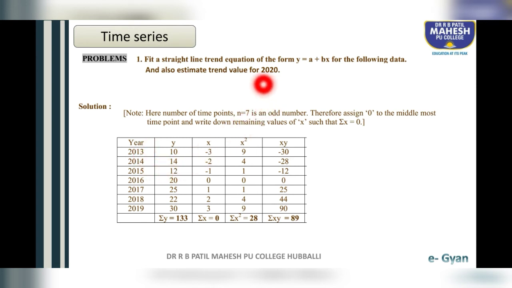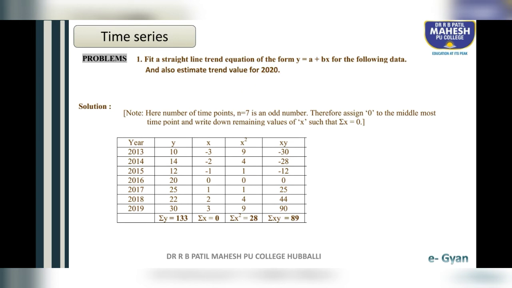Students, here we have two questions. First, we have to fit a straight line equation of the form y is equal to a plus bx. Then we also have to estimate the trend value for 2020. Here for 2013 to 2019 the trend values are there, and with the help of this we also estimate the trend value for 2020.